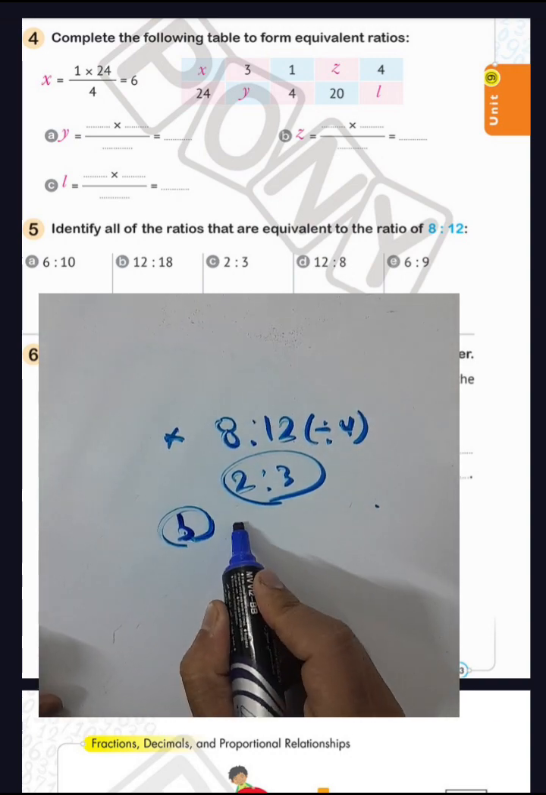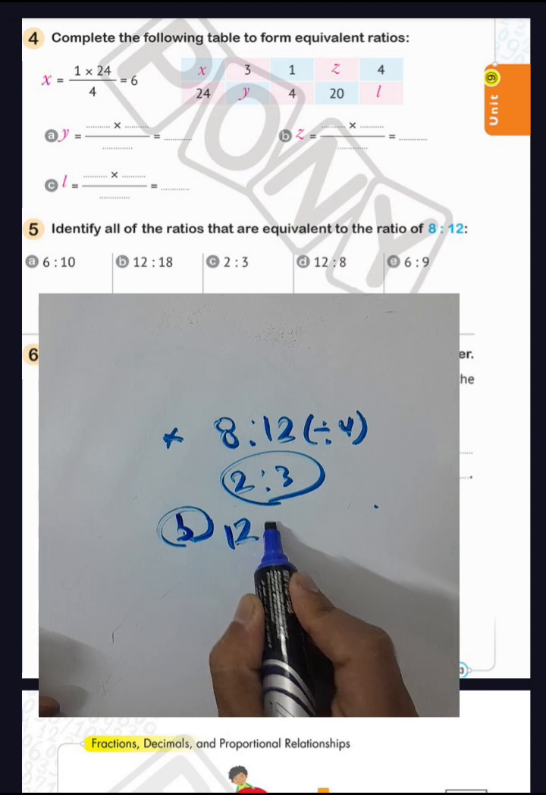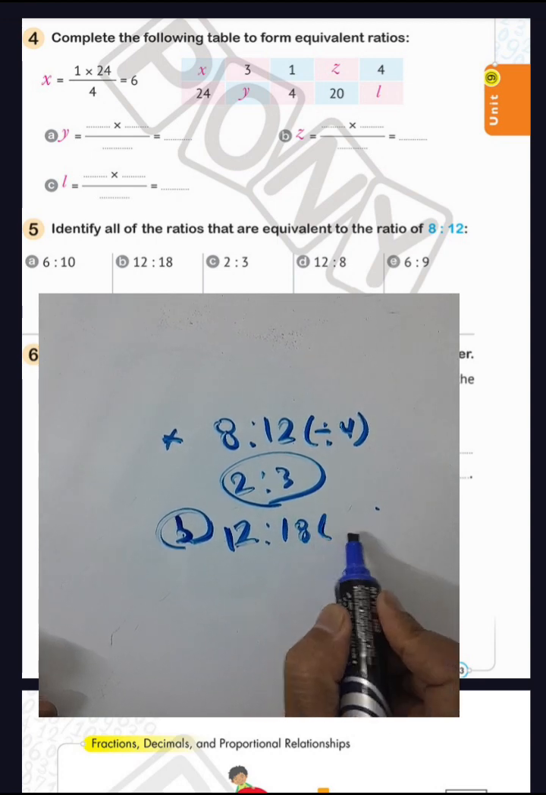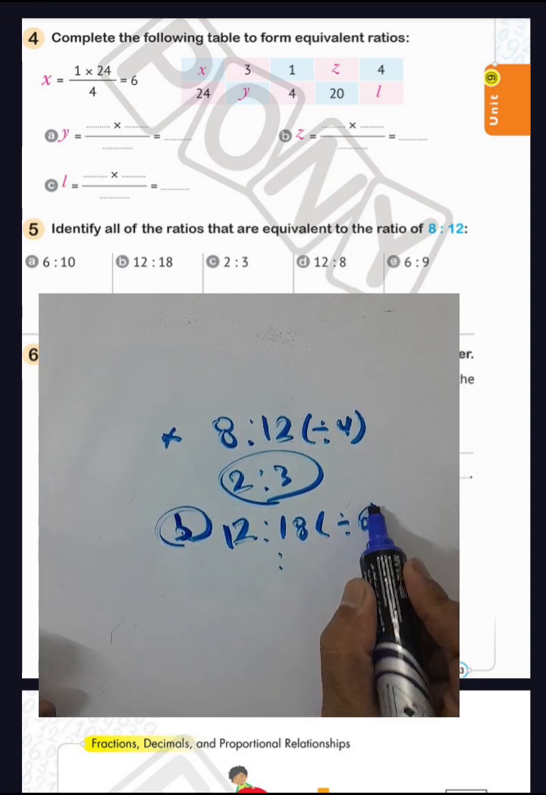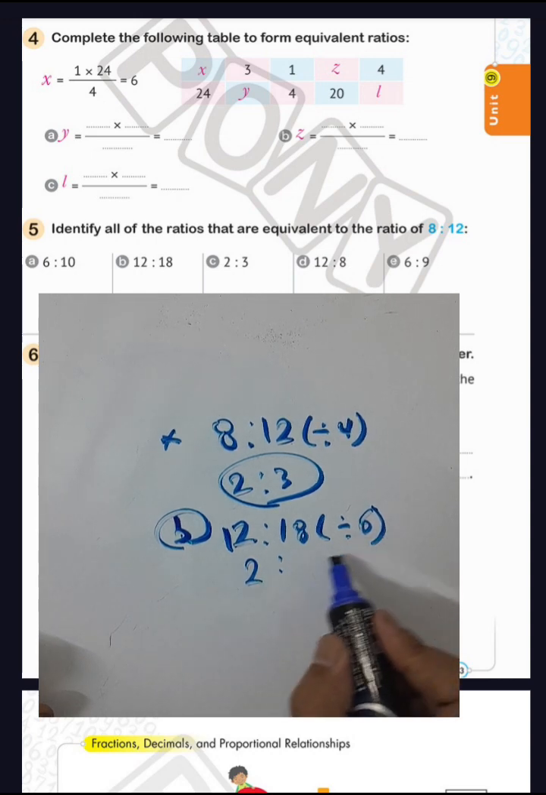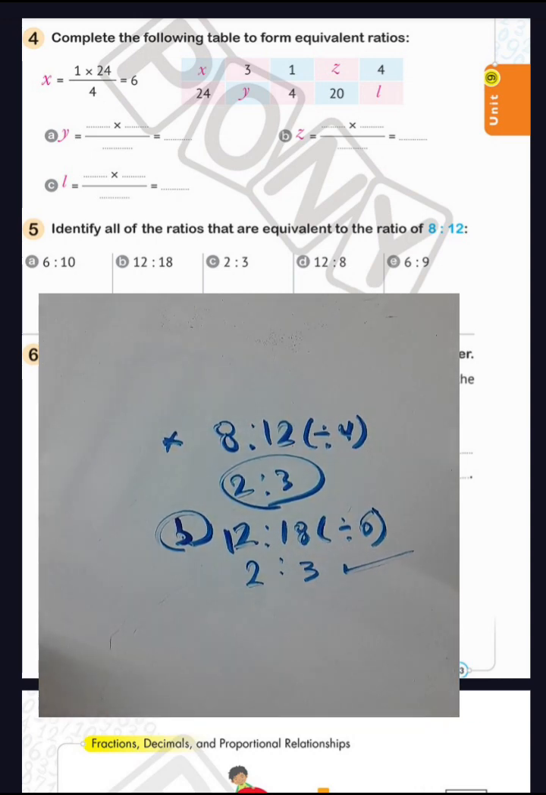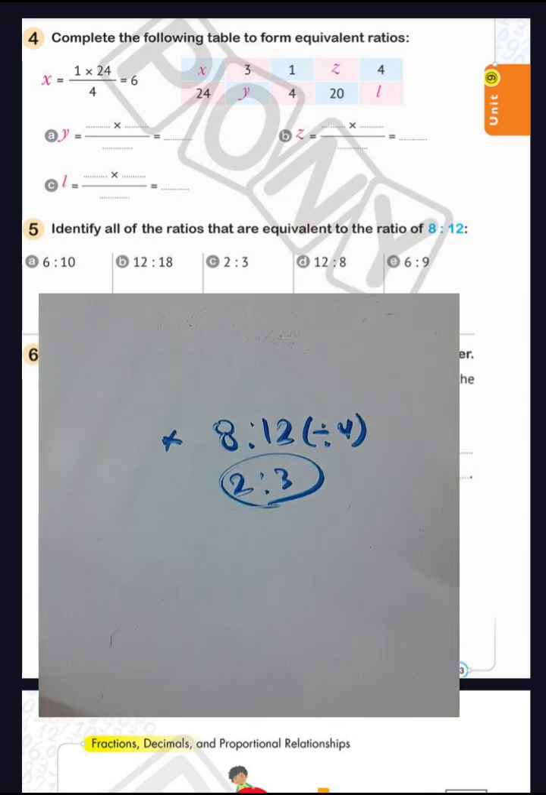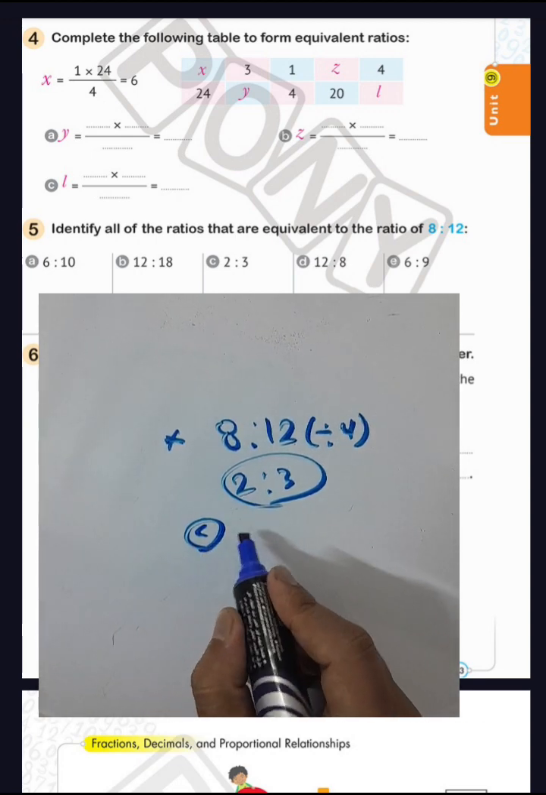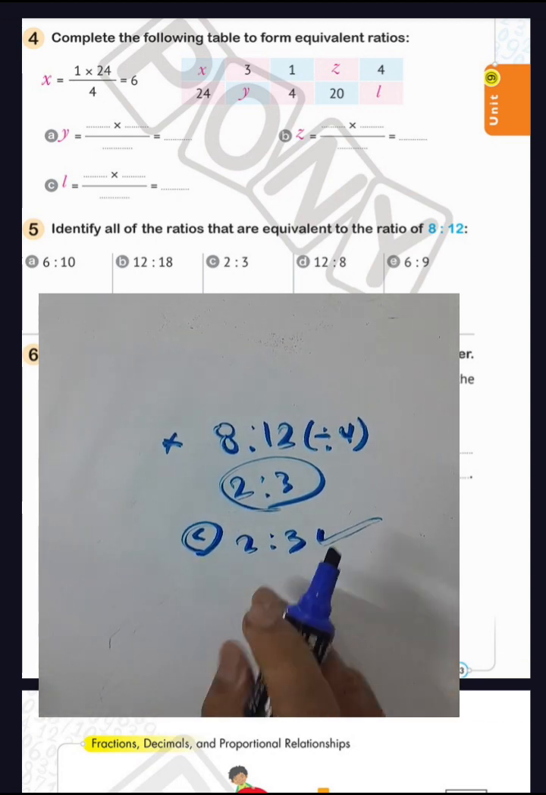What about letter B? We have 12 to 18. We can divide it by 6. 12 divided by 6 equals 2, and 18 divided by 6 equals 3. Then it will be equivalent. Letter B is equivalent. Letter C, we have 2 and 3. It will be equivalent. True.